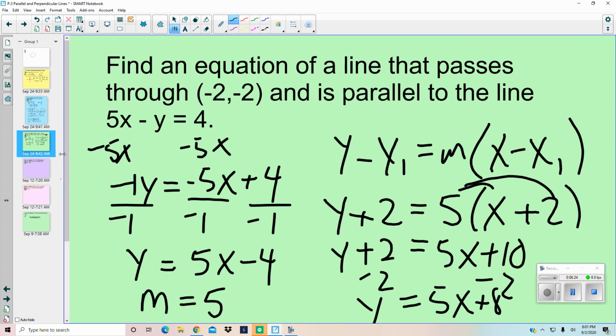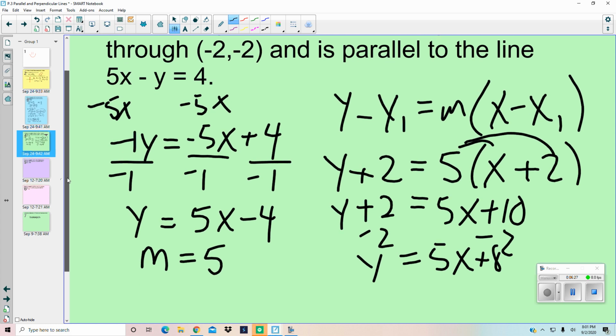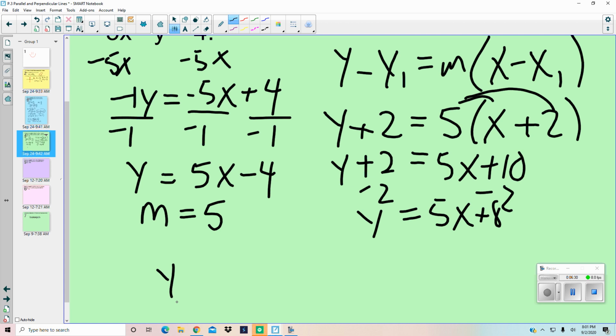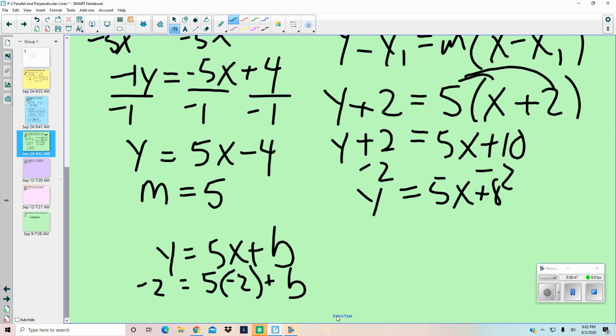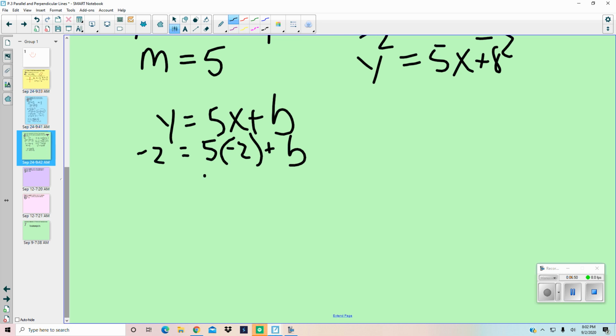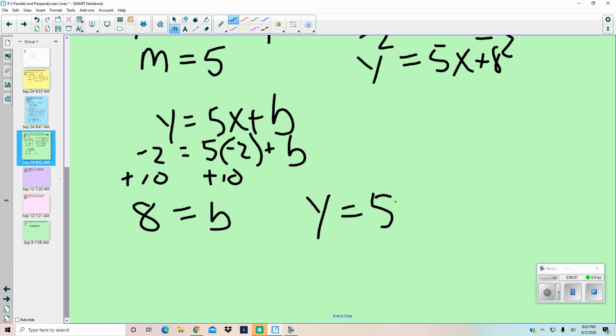And just remember, in Delta Math, they would show you the method of putting in y equals 5x plus b, and then plugging in the -2, -2 to solve for b. So this would give me -10, so I'd be adding 10 here. And again, I would get b is 8. Y equals 5x plus 8 is my solution.